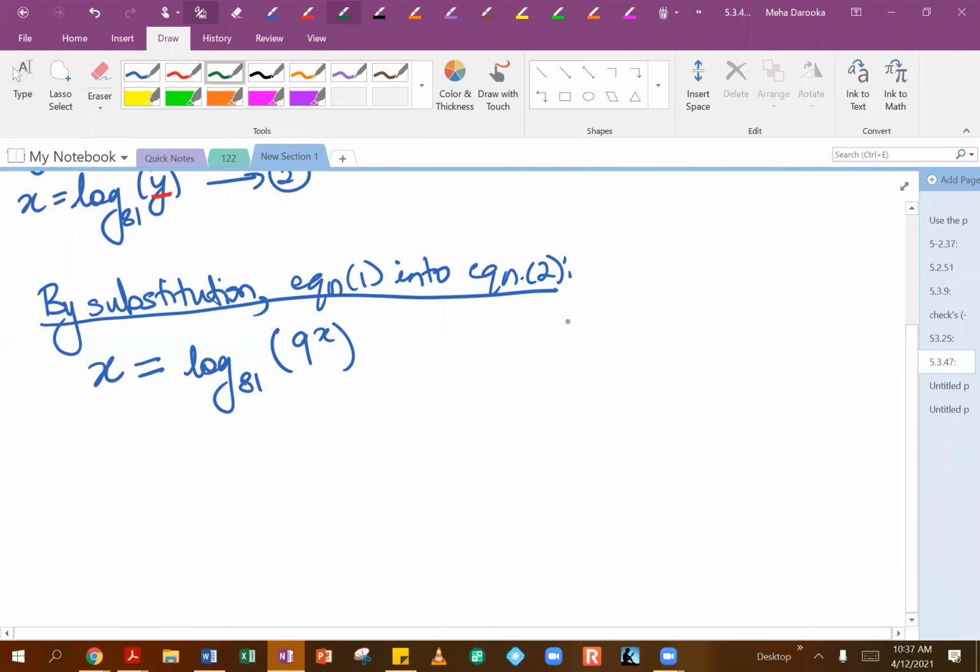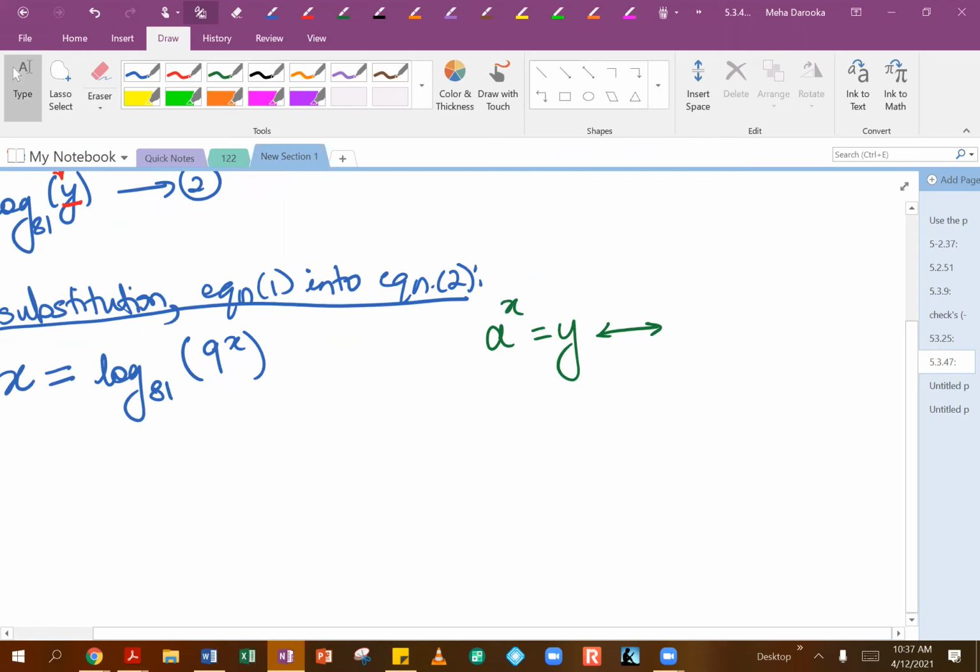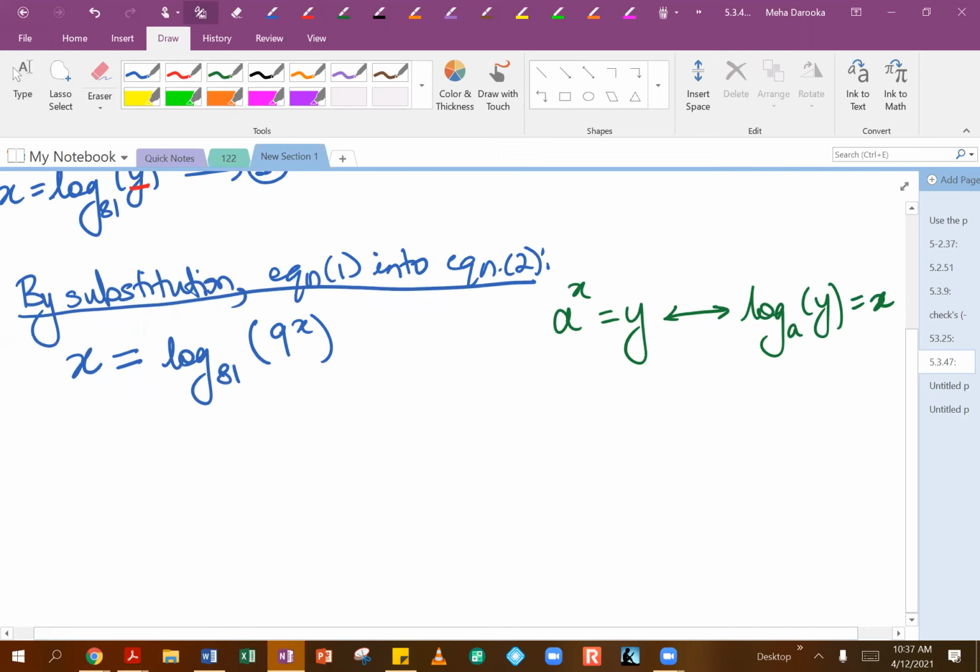So let me write down that conversion again for you guys. If you have a to the power of x equals y, then remember when we're writing it as a log, that becomes log, of course, same base, of y equals x. So if you try to use this conversion, what would you rewrite this as in the exponential form?